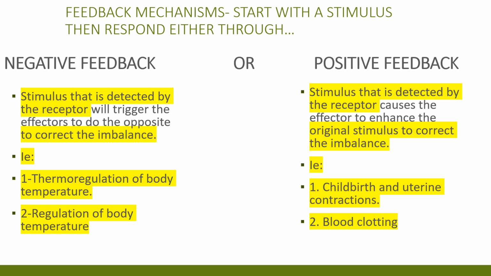So the baby's coming down. Come on down. Come on, baby. And then you catch them with a catcher's mitt. And blood clotting is also an example of positive feedback, that one thing leads to another and it triggers a cascade of steps to cause the blood to clot.